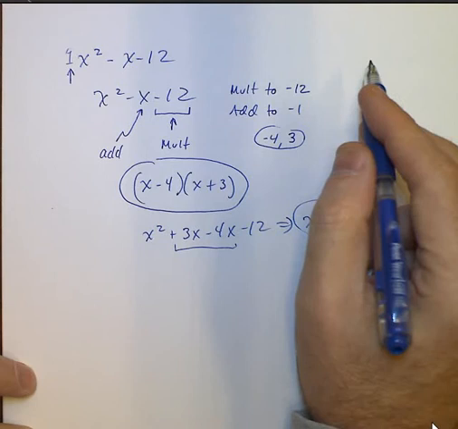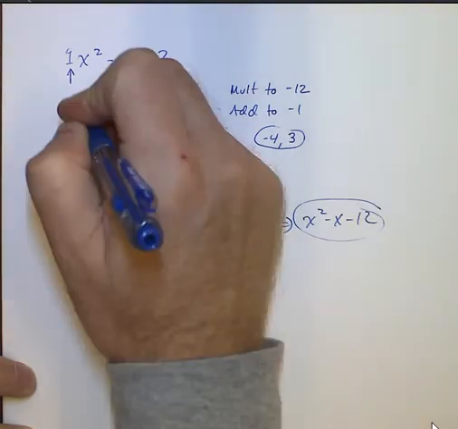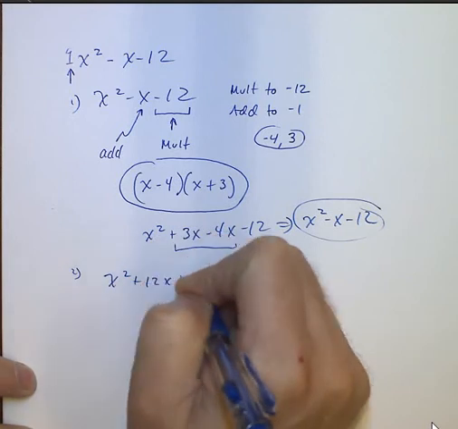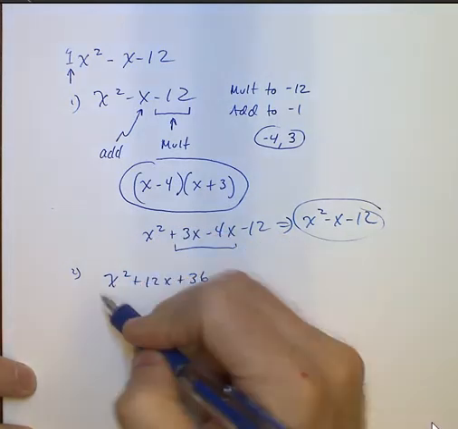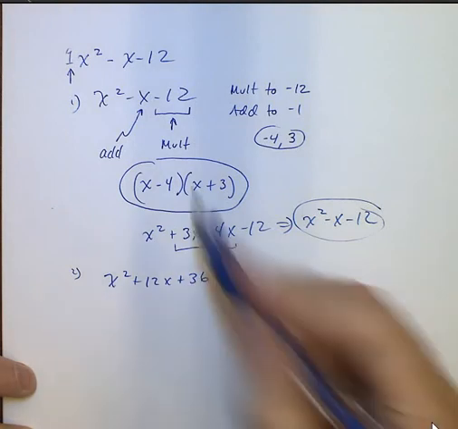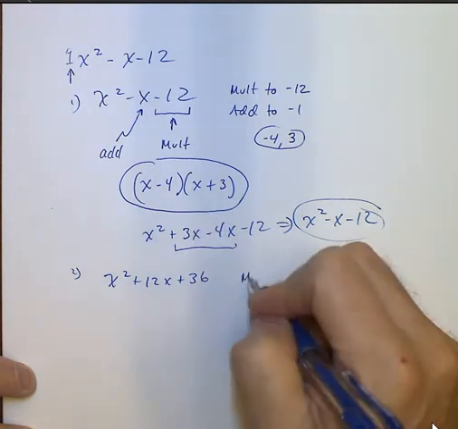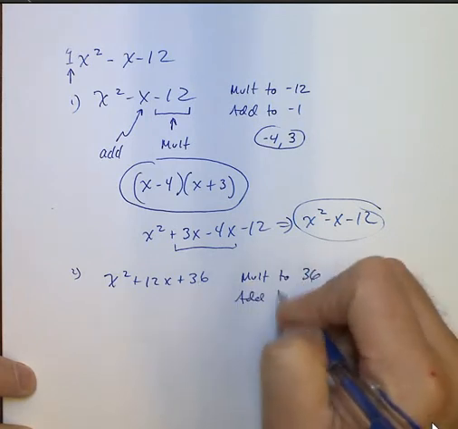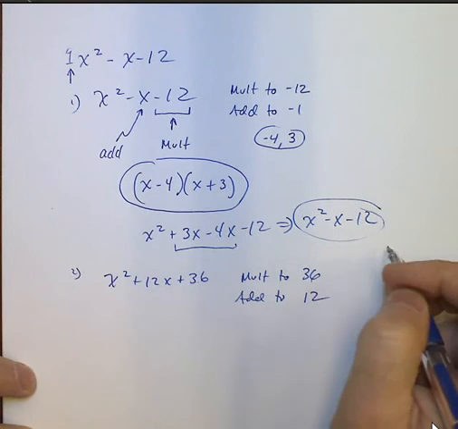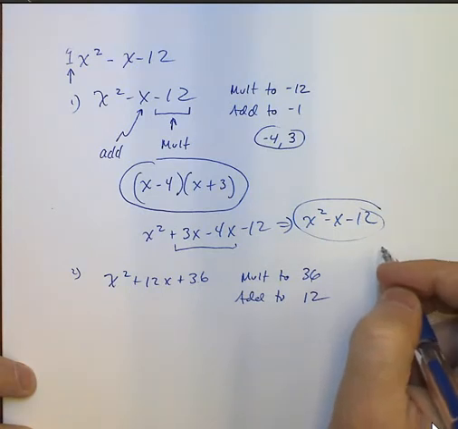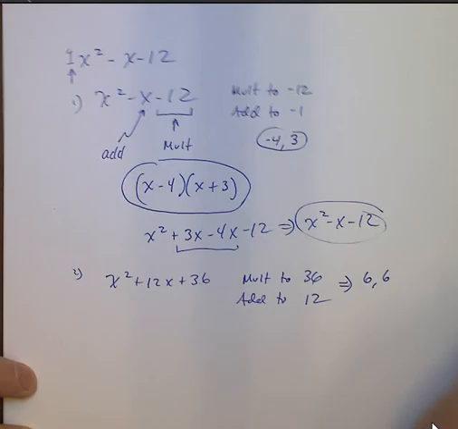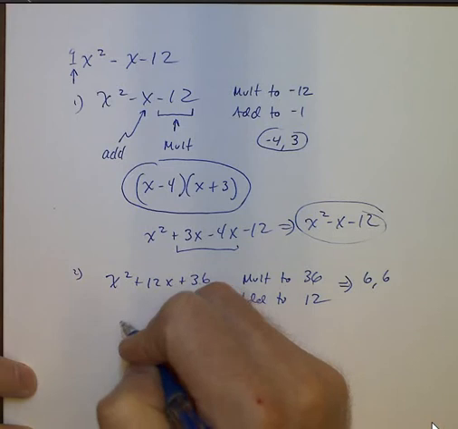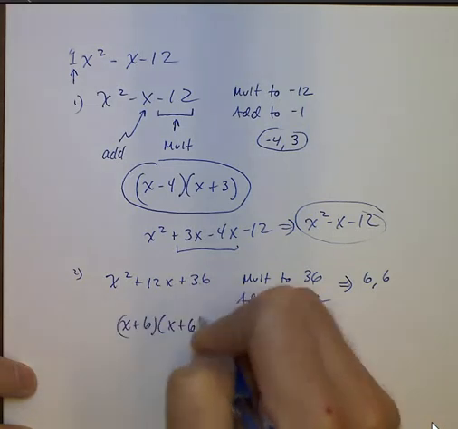Let me do another one like this. We'll call this number 2: x squared plus 12x plus 36. The leading coefficient is a 1, so we can use this method. We want two numbers that multiply to 36 and add to 12, and you should be able to come up with those as 6 and 6. 6 plus 6 is 12, 6 times 6 is 36. So our answer is x plus 6 times x plus 6.